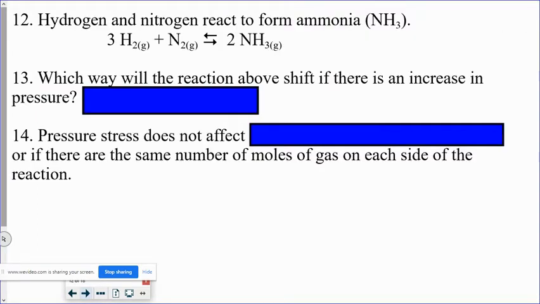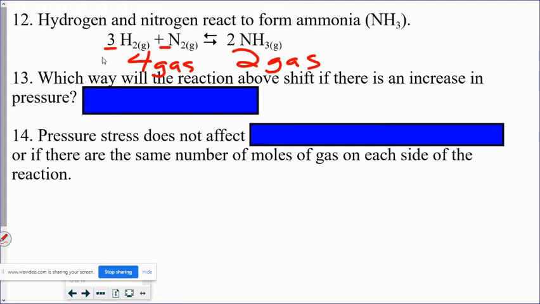All right, so here's a chemical system. We have hydrogen gas, nitrogen gas, and it makes ammonia. Which way will the reaction shift if there's an increase in pressure? Well, pressure is all about gas molecules, and it's really the only thing that it affects. So we need to count up how many gas molecules we have. We have 3 gas molecules here. We have 1 gas molecule here. So on this side, we have 4 gas molecules. On this side, we have 2 gas molecules.